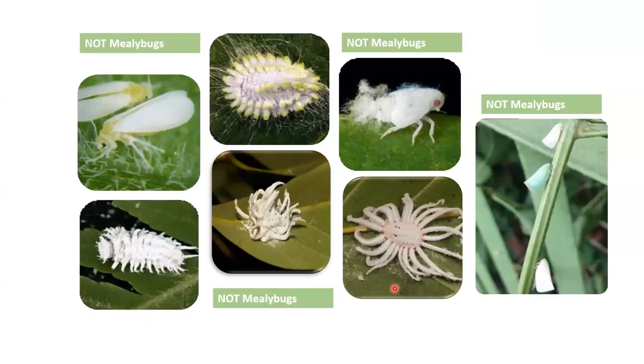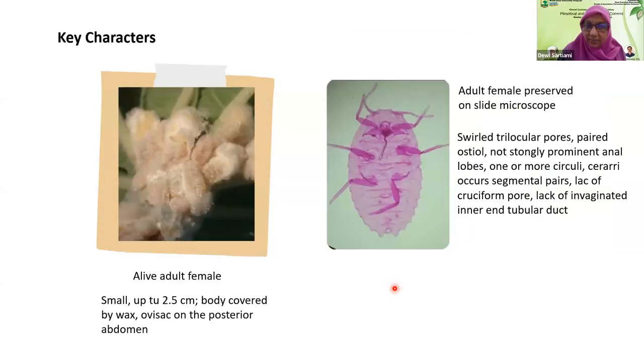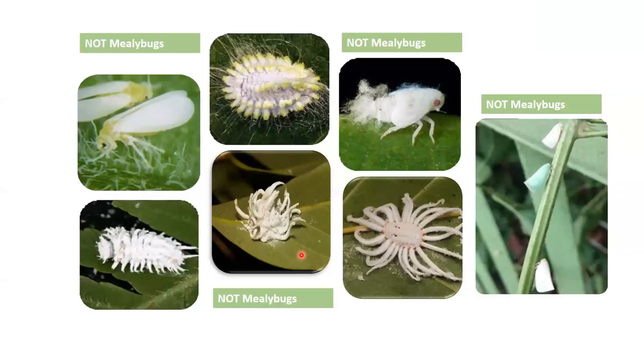Next. Okay. Here is a picture of mealybugs. What happened with this picture? Is it a mealybug? The answer is no. So we have to try to make the differences between mealybugs and not mealybugs. This one is Aleyrodidae. We can see they do have wings. Yes, this one is not a mealybug.